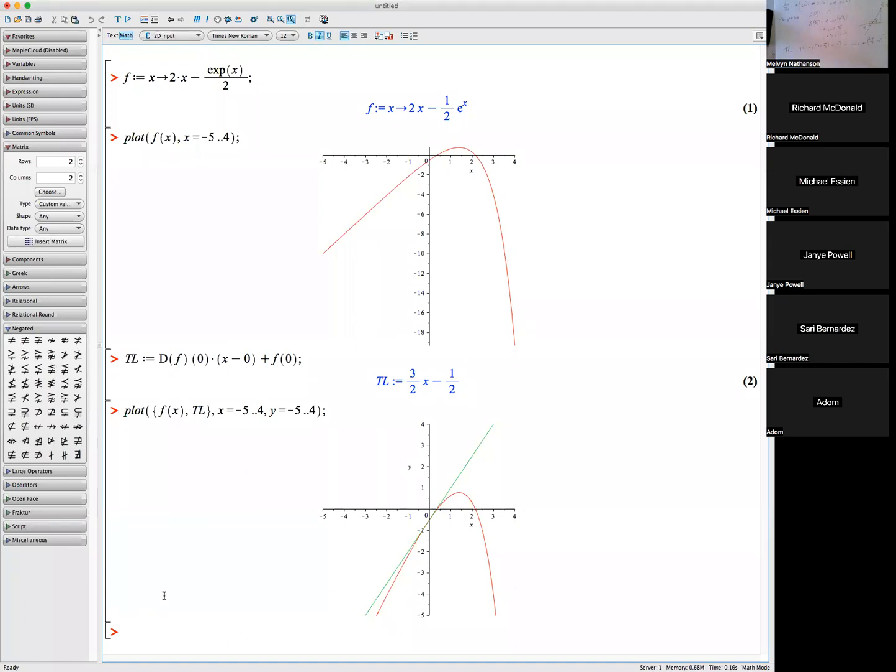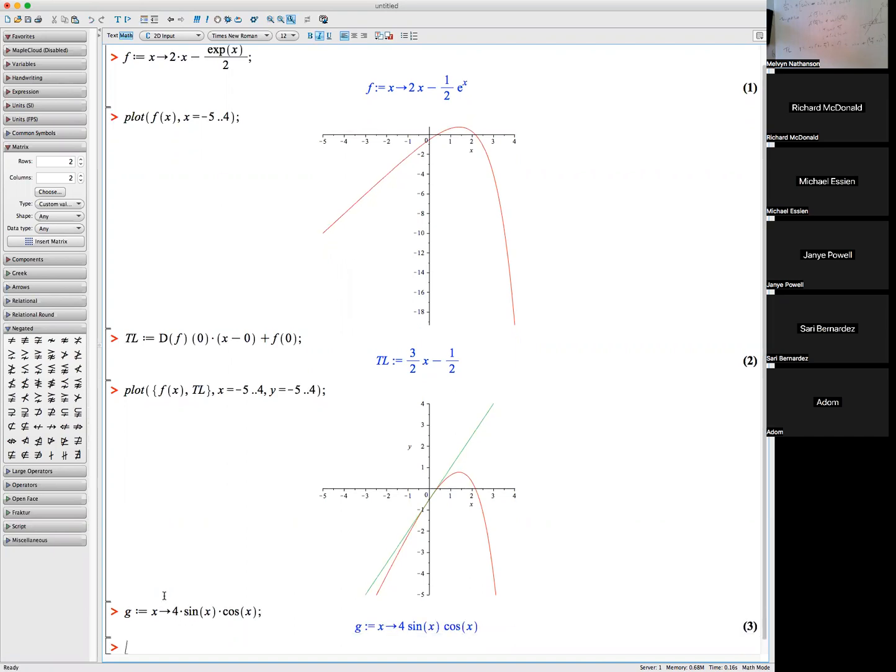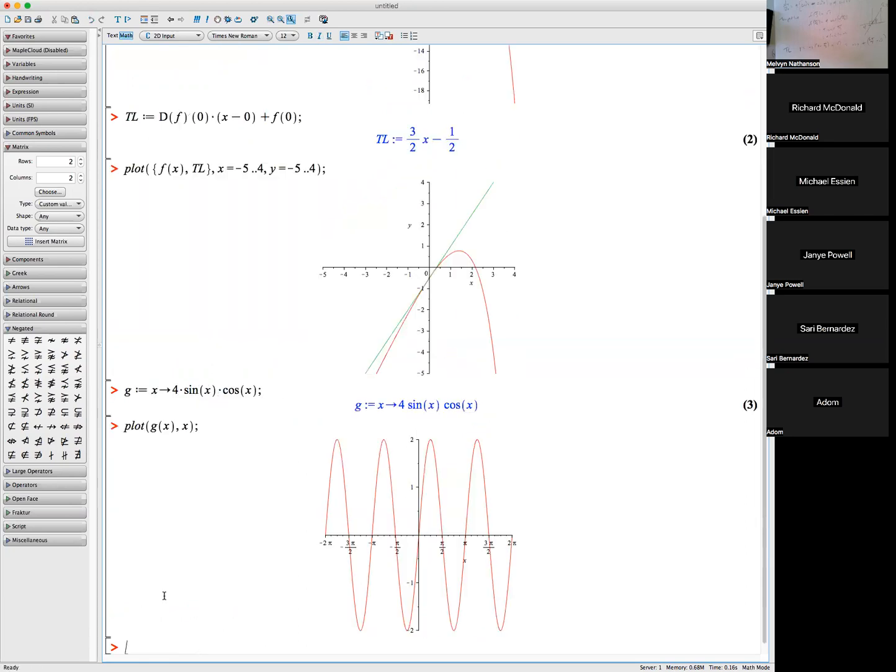So here I have a new function. Maybe I'll call it g. This is the function 4 times sine of x times cosine of x. So if I plot, oops, let me spell plot correctly. Plot g of x with respect to x. For a trig function, Maple likes to plot from minus 2 pi to pi. That's what it looks like.